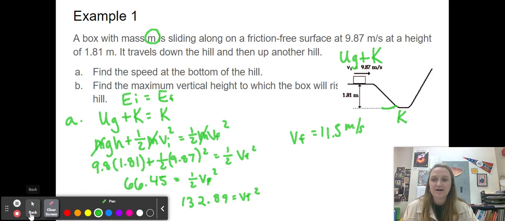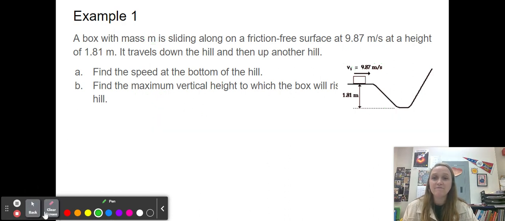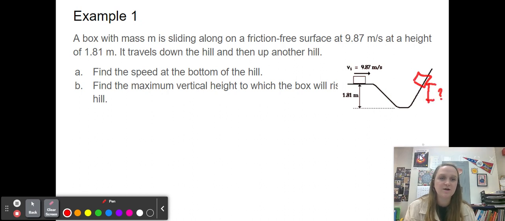So the next question asks me to find the maximum vertical height to which the box will rise. And it means on the top of the hill. I kind of blocked it off. But we want to know how high up is this block going to go? So we want to know at the max height, our velocity is going to equal 0.